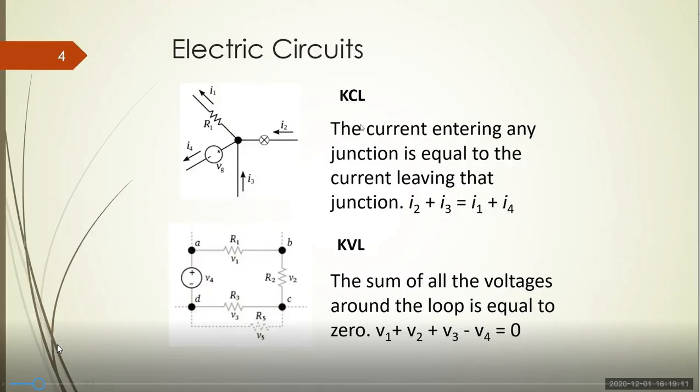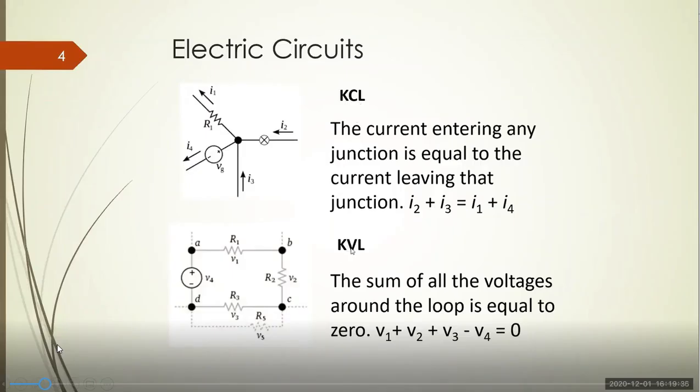The current entering any junction is equal to the current leaving the same junction. So input minus output equals 0, or basically input equals output. That's why you have here I2 plus I3 should be equal to I1 plus I4. So this is the Kirchhoff's current law.